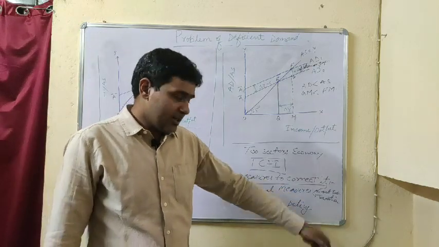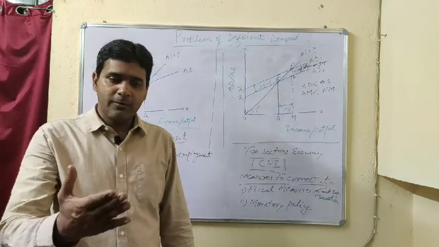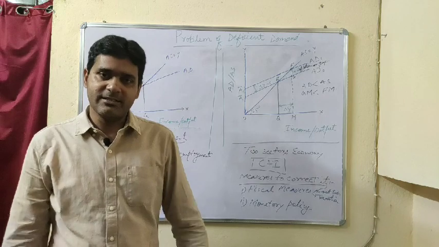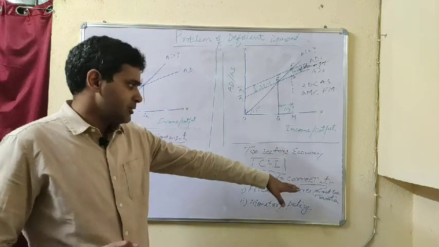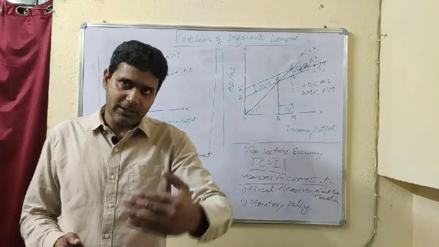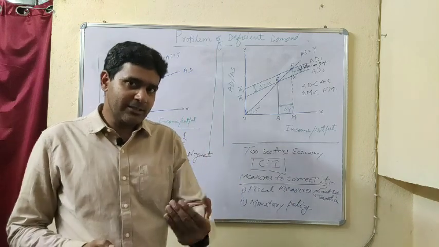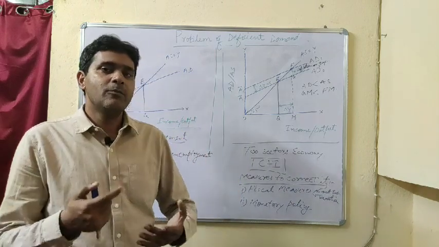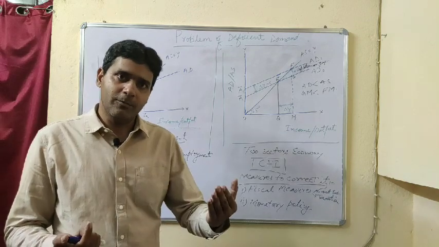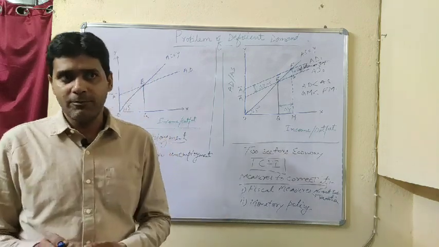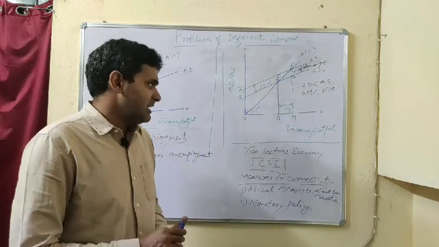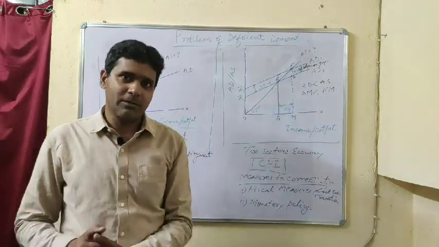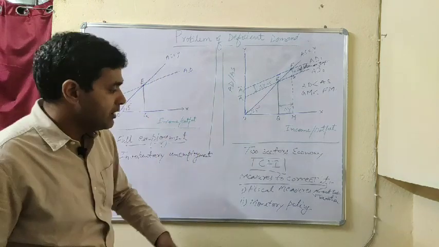The second component is taxation. Government will reduce its taxation, whether direct or indirect. By reducing the taxation, government will leave more disposable income with the people. More disposable income will lead to more purchasing power. Hence, the problem of deficient demand will be corrected.